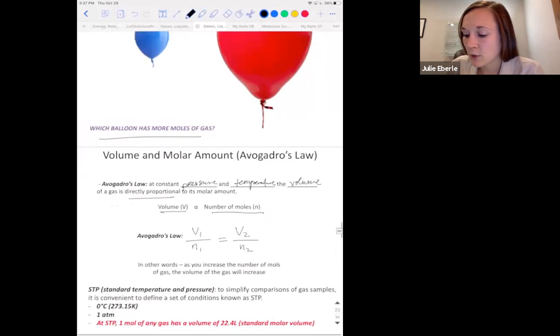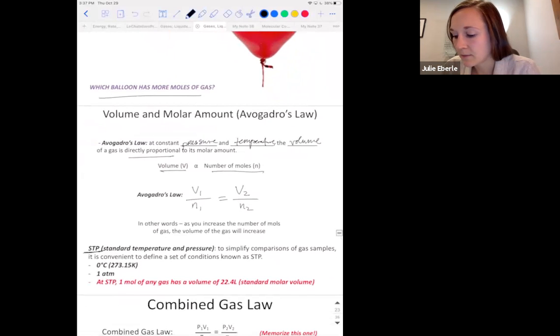Now, you're going to run into this on some homework problems: STP. What is STP? It stands for standard temperature and pressure. When we use Avogadro's law, it's much easier if we're holding pressure and temperature constant. To simplify comparisons of gas samples, we need to define a set of conditions, STP. So 0 degrees Celsius, which is 273.15 Kelvin, is standard temperature, and 1 atm is standard pressure.